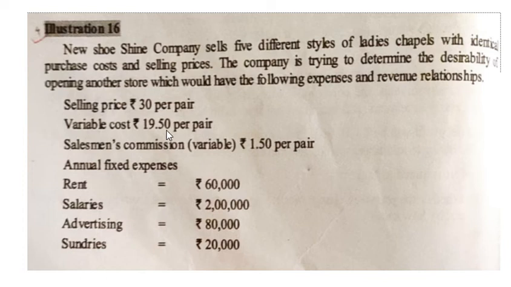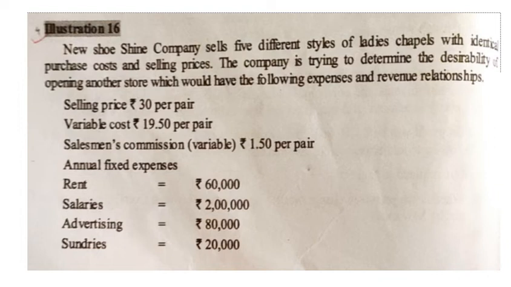Selling price is rupees 30 per pair, variable cost is rupees 19.50 per pair, salesman's commission, which is variable, is rupees 1.50 per pair, and annual fixed expenses: rent, salaries, advertising, sundry expenses. Rent is 60,000, salaries is 2 lakh, advertising is 80,000, sundry expenses 20,000.